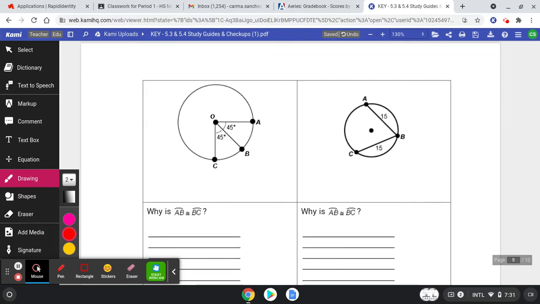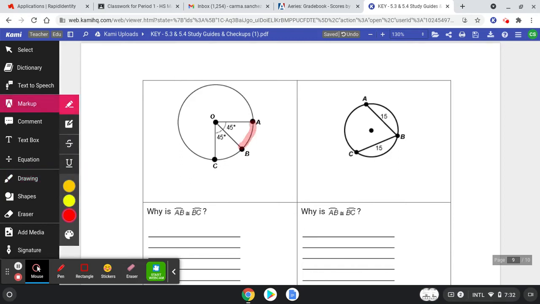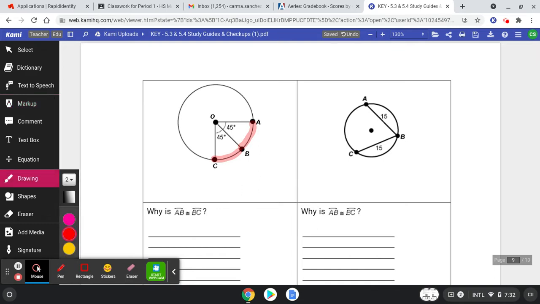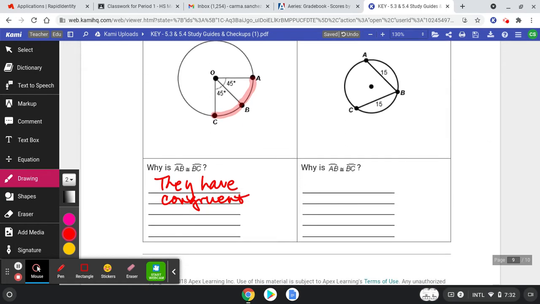So looking here at this, we're talking about the measure of minor arc AB and minor arc BC. And we're asking, why can I say that those two are congruent? Notice what's marked in the picture. You can say that they have congruent associated central angles.